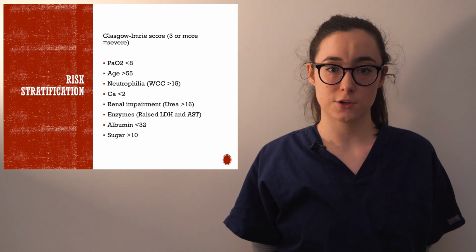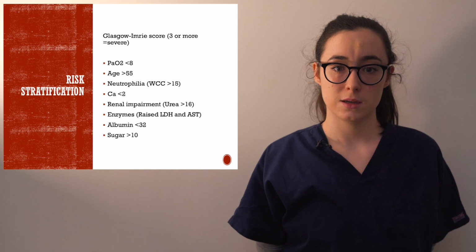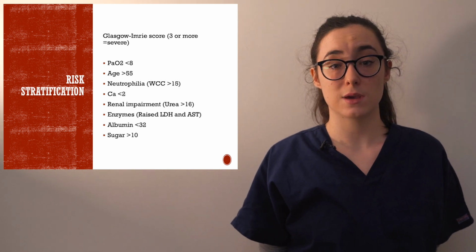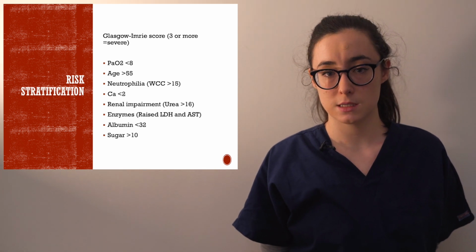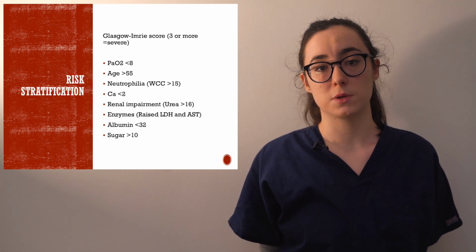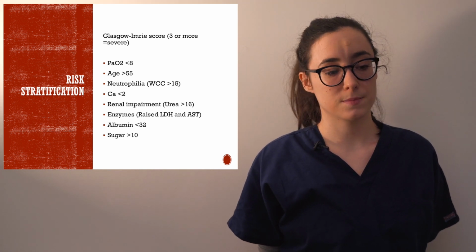So how do we risk stratify pancreatitis? We can divide cases into mild or severe. We do this by using the Glasgow IMRIE score. A score of 3 or more indicates severe pancreatitis and need for involvement of ITU support. We can make the score spell pancreas.